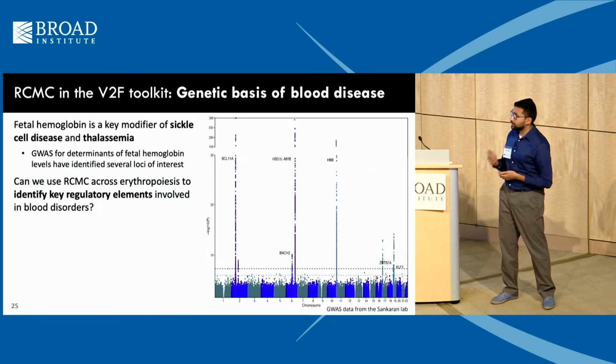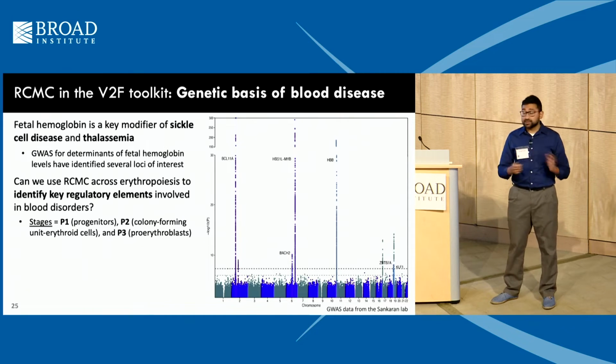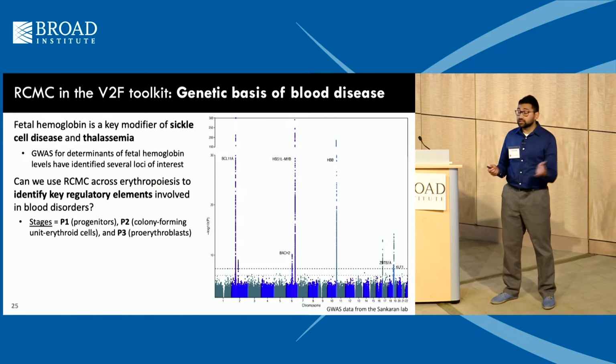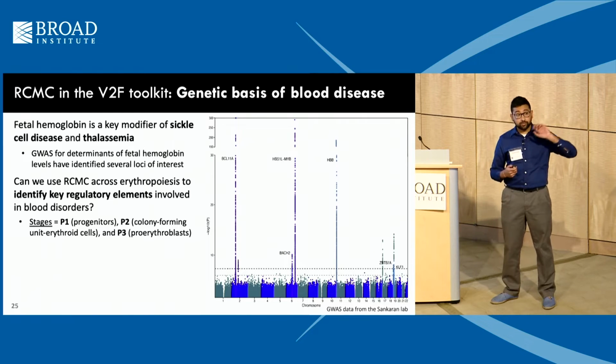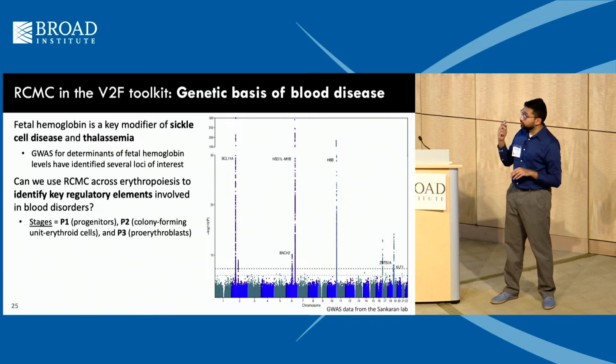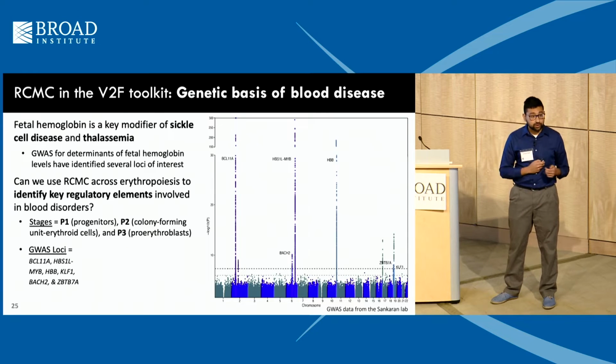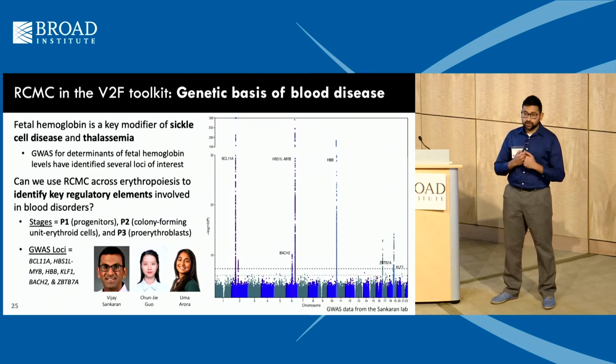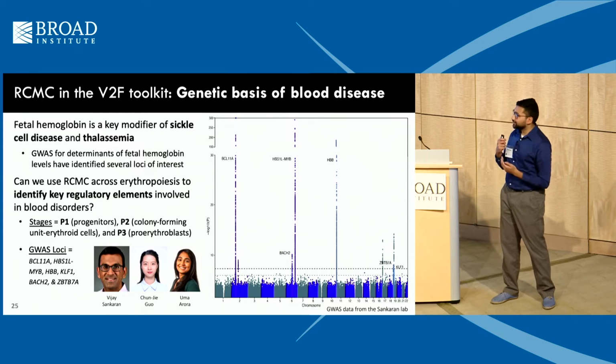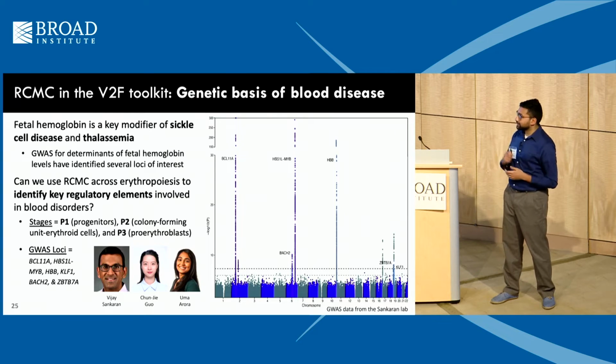in blood disorders? And so we have a system, also a 3-stage differentiation system, where we take progenitor cells and differentiate them to proerythroblasts. And we've captured 6 different loci, 2 of which I'll show you data for. And again, I've been extremely grateful to be able to work with some fantastic collaborators on this project.